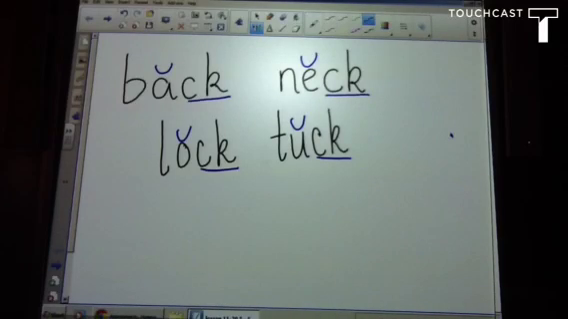So we have a new spelling rule that goes along with these words. A word that ends with the k sound after a short vowel is usually spelled with the letters CK.